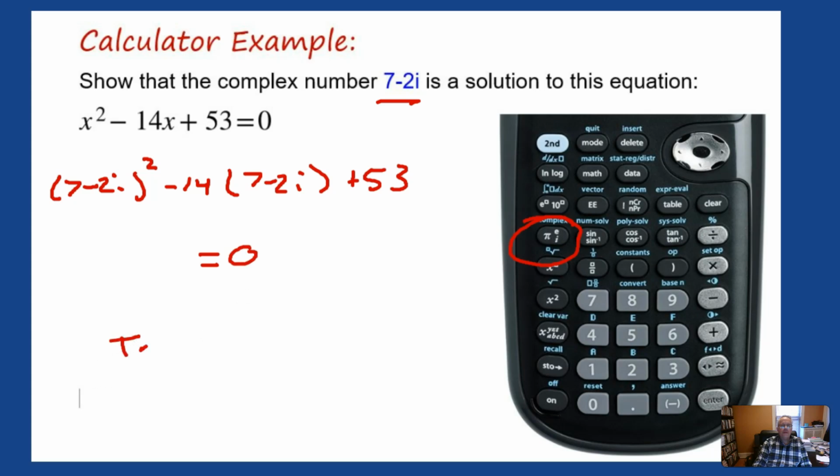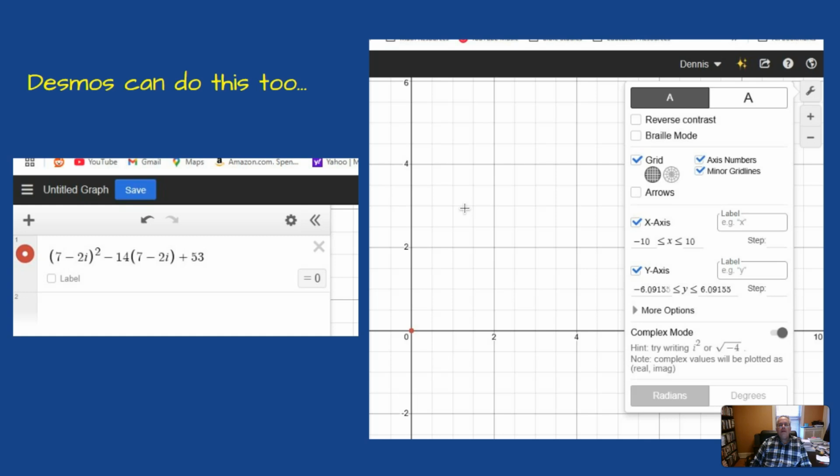So 7 minus 2i actually does work in this equation. The calculator saves us a lot of work by being able to do arithmetic with i. Last thing I want to mention is, probably comes as no surprise, that Desmos also does this. If you click the wrench, which is the settings, and go down, there's something called complex mode, which, if you turn this on, enables Desmos to do arithmetic with complex numbers.